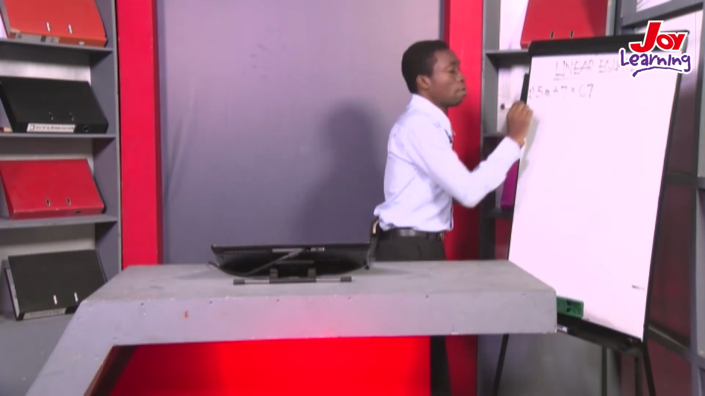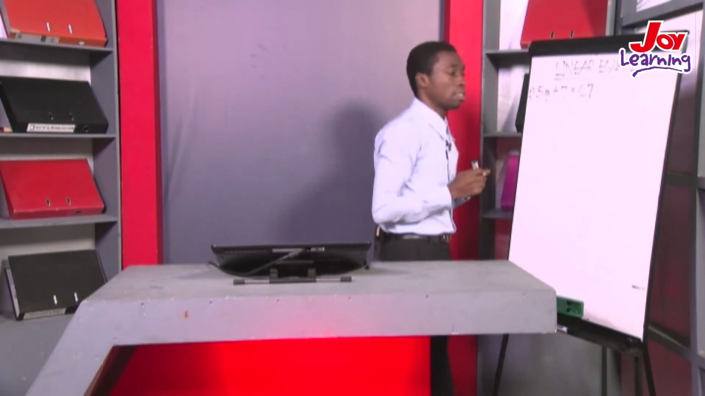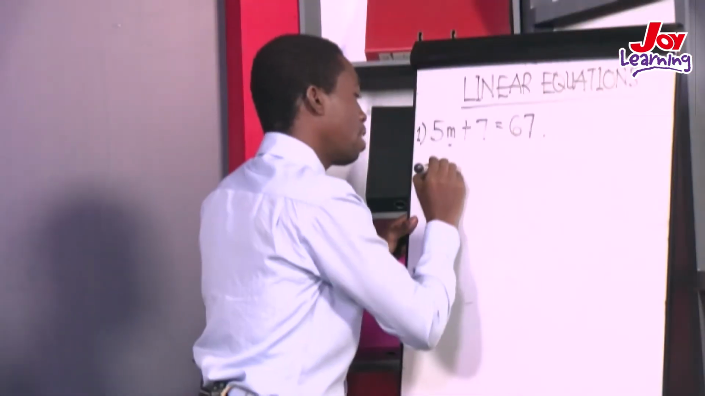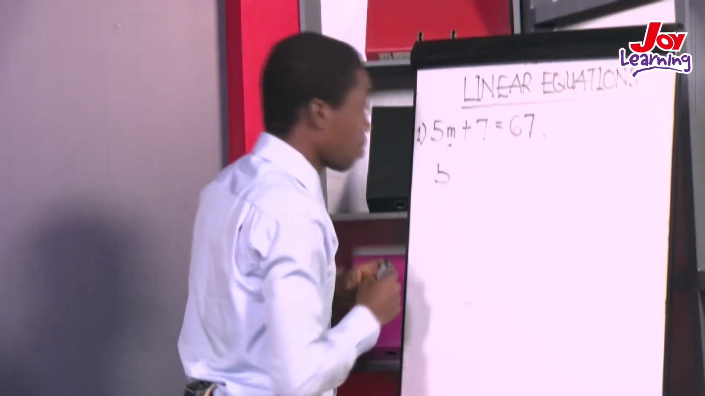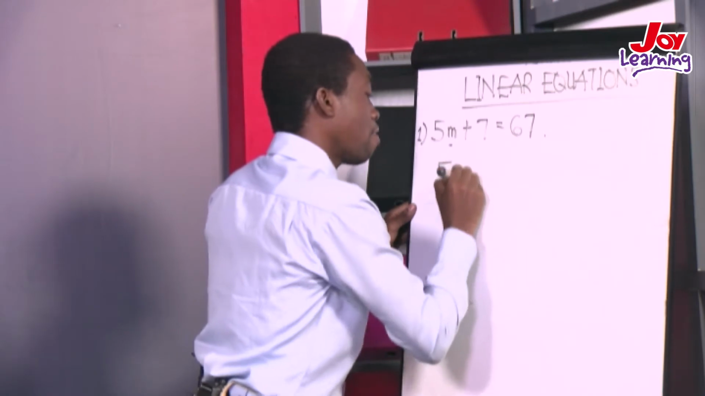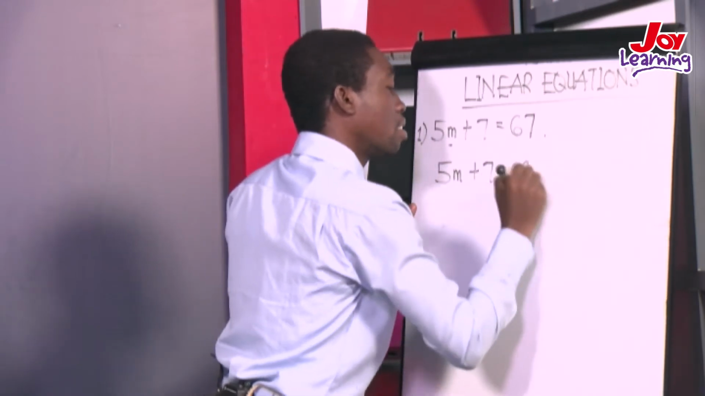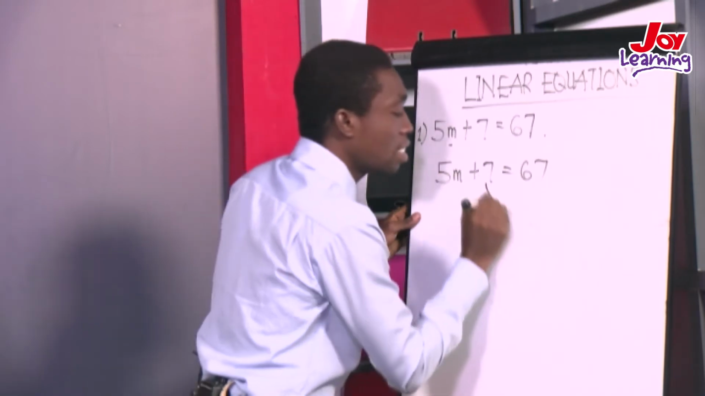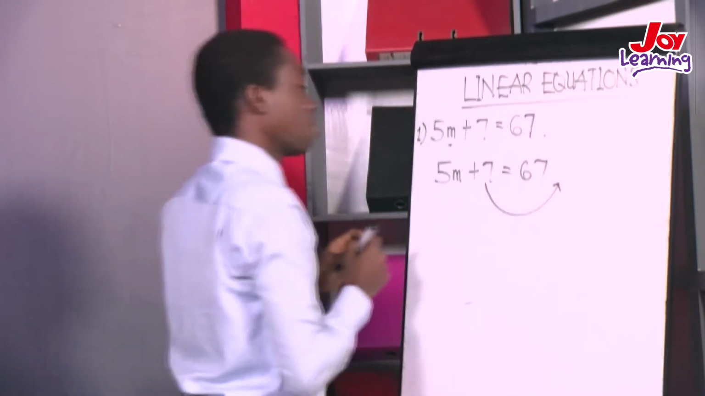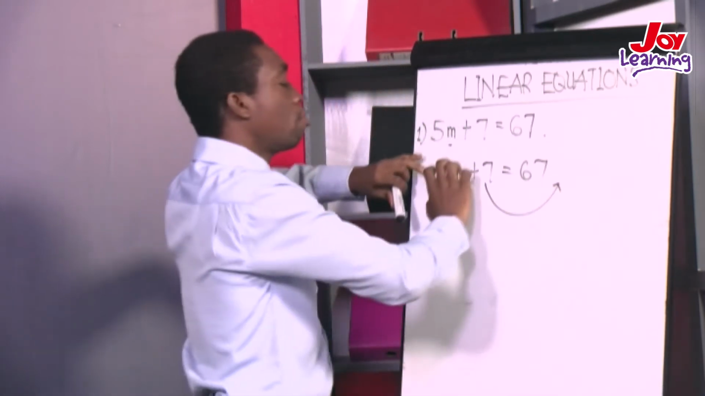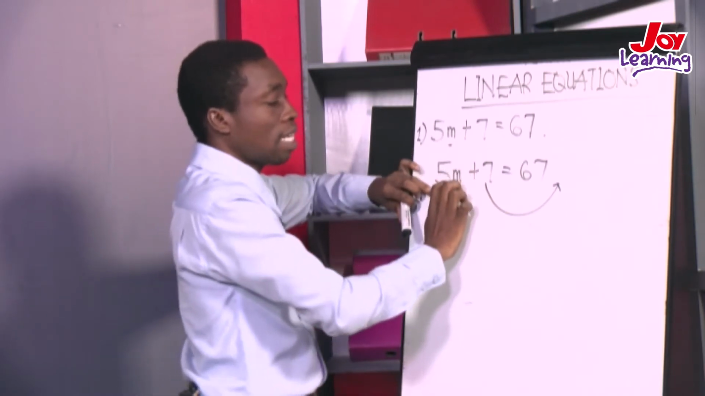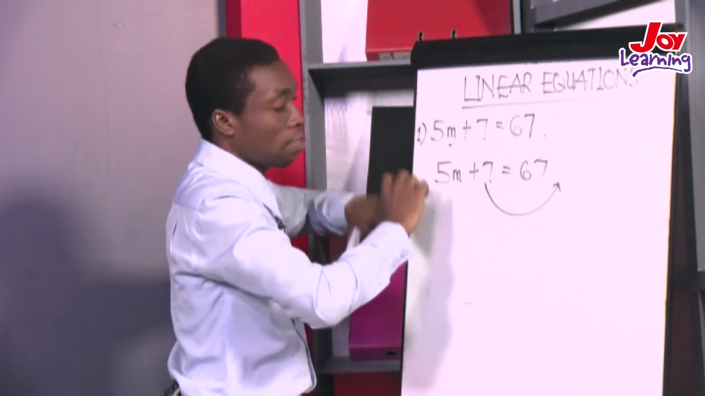What we do is we have to make m stand alone. In order to do that, we first send the 7 to the other side. So we have 5m plus 7 equals 67. Then we send this 7 to the other side of the equal sign. We are aiming to make m stand alone. That's our main objective. Everything around m has to leave.